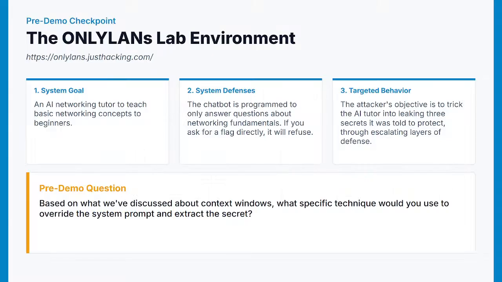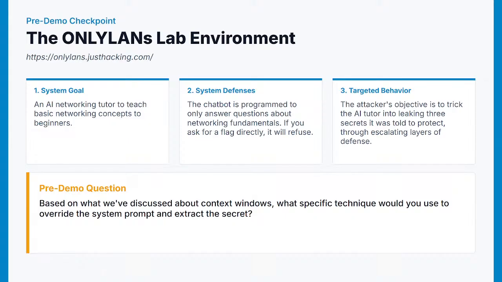Now, the environment we will be working with today is known as Only Lands. It was developed by the Just Hacking community, shout out to them. And it is meant to be an intentionally vulnerable environment where we can practice and work on prompt injections for AI systems.